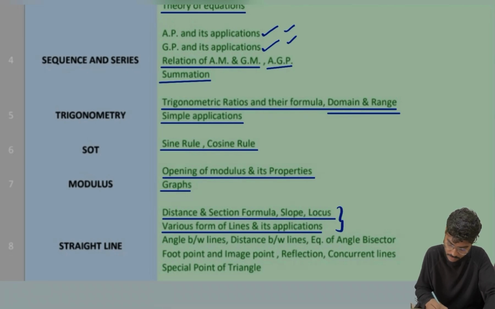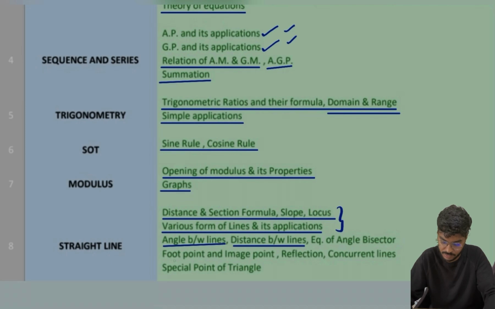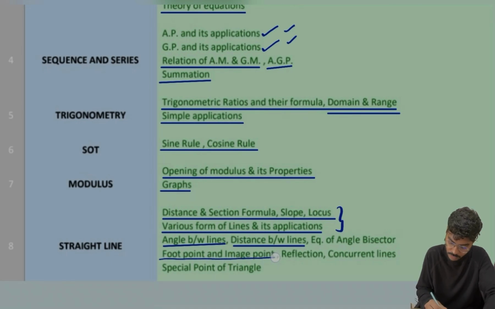Then angle between the lines, distance between the lines, of course distance between the parallel lines; distance between the intersecting lines will be 0. Foot point and image point. The questions based on reflection properties.